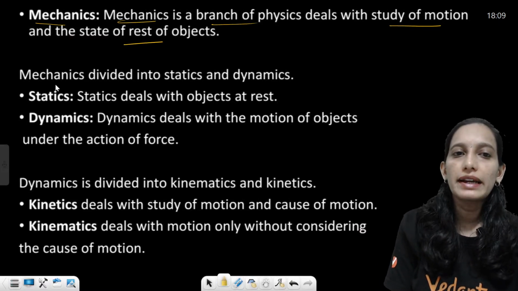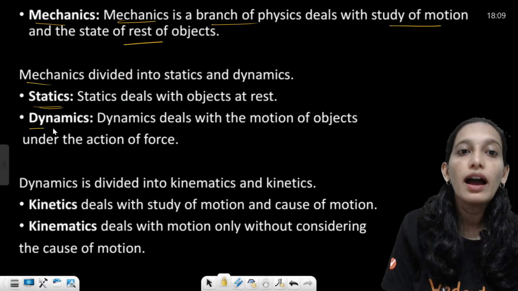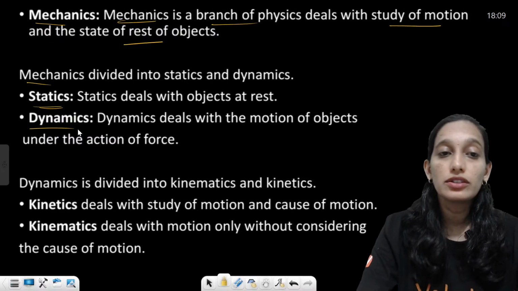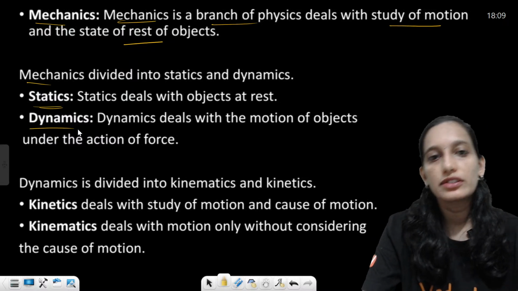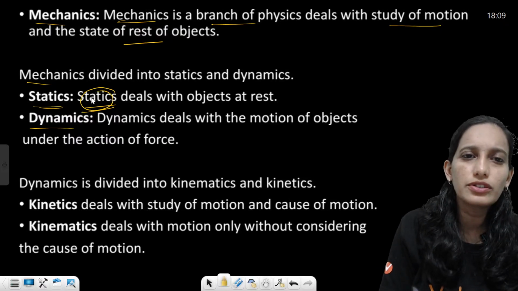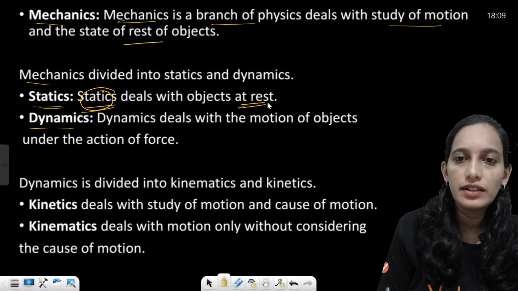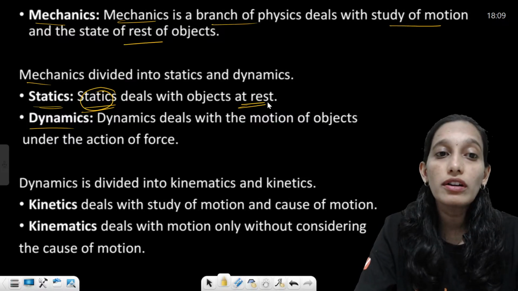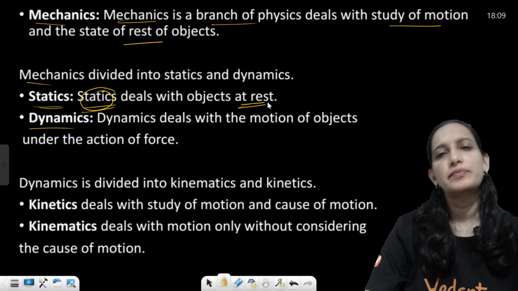Okay, so in mechanics we can broadly classify into statics and dynamics. So this word statics somewhere tells us that statics means it is something at rest, right? We are going to deal with the objects which are at rest, so we call that as statics. Okay, so statics means something at rest.